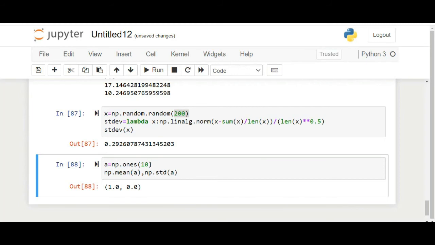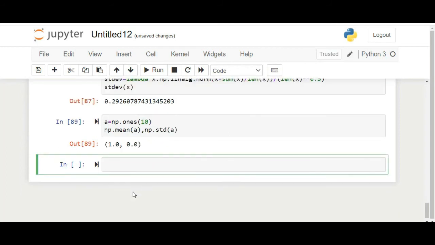Because how many ones? 10 ones. 10 ones means that of course the mean will be 10 divided by 10, it is 1, and the standard deviation for 10 ones will be 0. Standard deviation, because there are 10 tens, and there will be no deviations for 10 ones. Okay, and suppose we move a little forward.